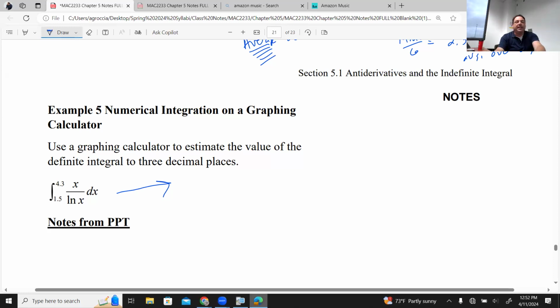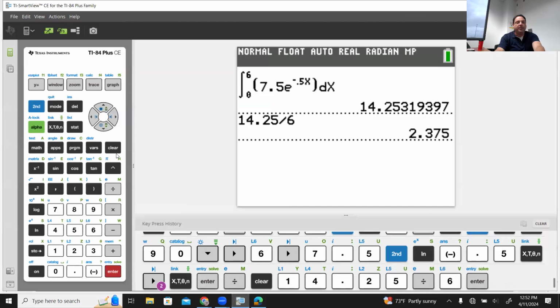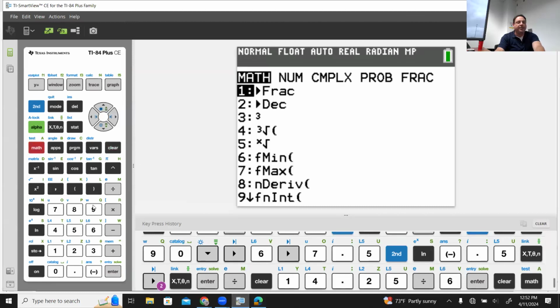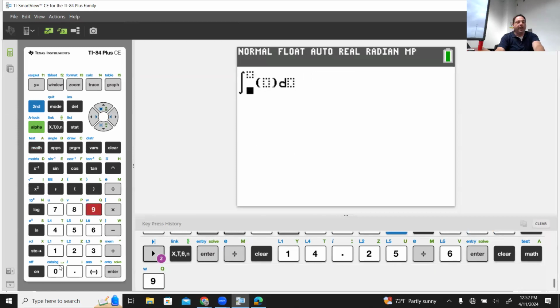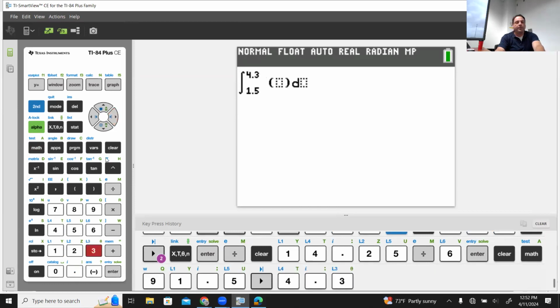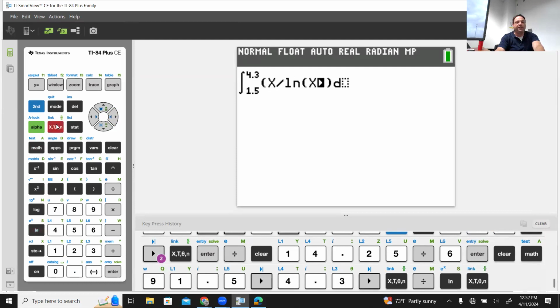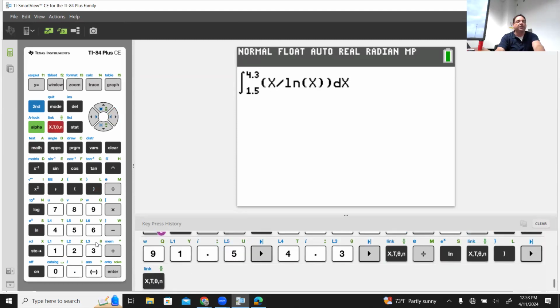But I want to use that to practice a little bit more to see how much we remember. Okay, so if you put that in the calculator and you're comfortable with the calculator, you would have gotten math 9 from 1.5 to 4.3. Again, getting comfortable. X divided by ln of x. Again, with parentheses, if you open it, you should close it. Open parenthesis, close parenthesis, open parenthesis, close parenthesis. And if you got 8.02, you did it correct.